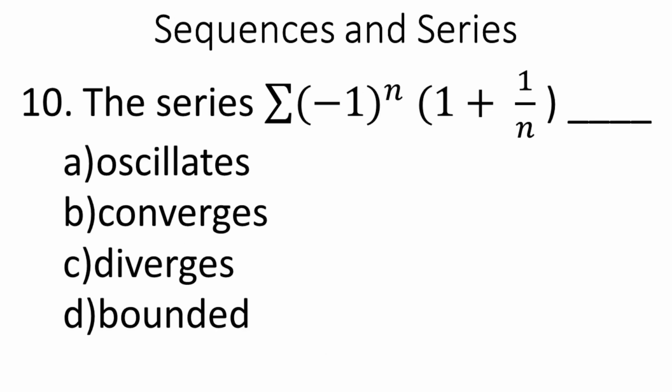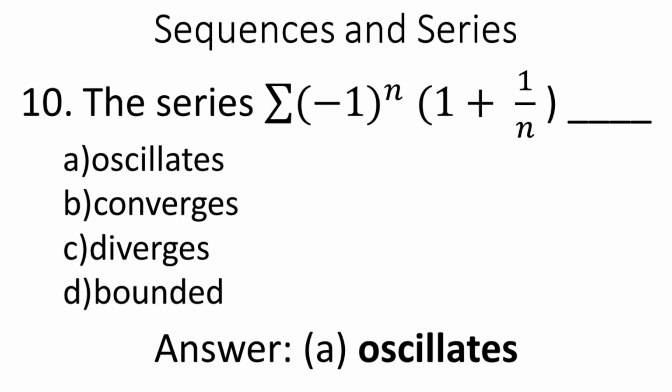Question number 10 is also an alternating series. So here an is 1 plus 1 by n. Clearly the sequence an is monotonic decreasing, but limit n tends to infinity an is not equal to 0. In this case, the given alternating series oscillates. Okay, whenever the sequence an is monotonic decreasing and limit an is not equal to 0, then the alternating series oscillates.